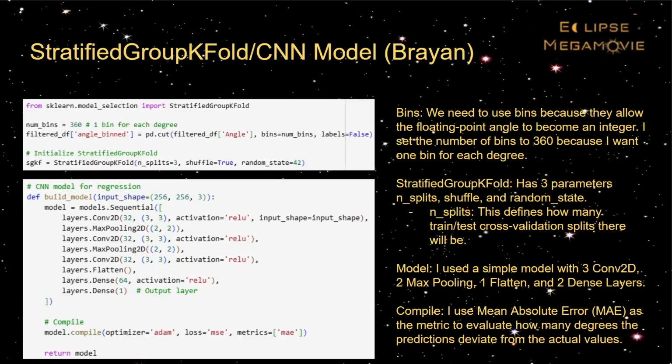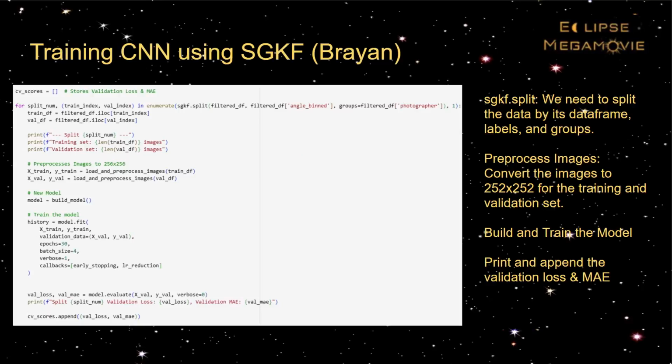This means that even if one photographer has significantly more images than the other, the percentage of samples for each class remains consistent within each fold. To compile the model, I used mean absolute error as the loss function. This metric evaluates how many degrees off my predictions are from the actual angles in the validation set.